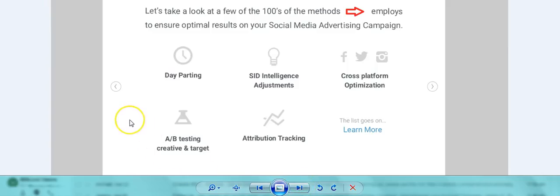The way we optimize this, we create hundreds of different touch points. We are able to work to reduce your cost per acquisition of a customer and drive as much new business to you as possible. So here's just a few of the hundreds of methods that we employ to ensure these optimal results on your social media advertising campaign. Day parting, meaning are certain days and times of the day performing better with your ads. Bid intelligence adjustments. Cross-platform optimization, meaning Facebook, Twitter, and Instagram. A/B split testing, creative and targeting, and attribution tracking, and basically the list goes on and on.